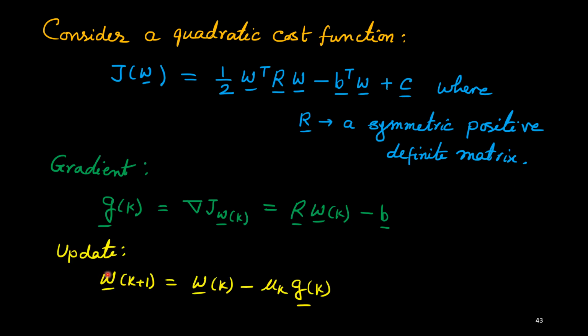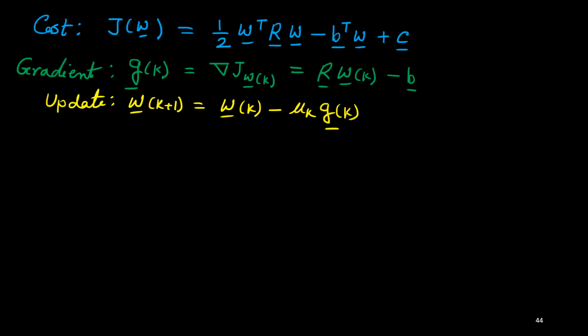So what is the update? The update is simply wk plus 1 equals wk minus mu k gk. So mu k we need to find out. This update is for the steepest gradient descent algorithm. We need to find this optimal mu k for this quadratic cost function, right? This is the objective right now. So this is the formulation.